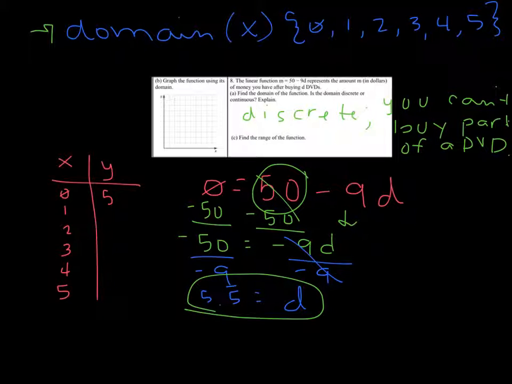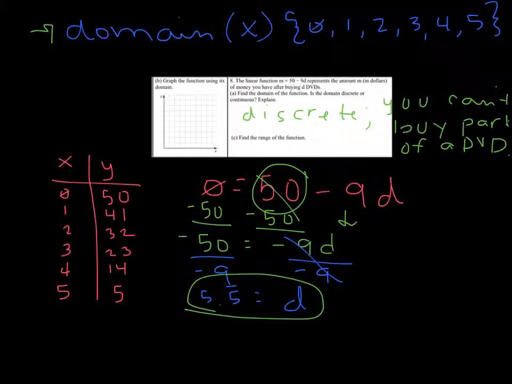So I know that if I don't buy any DVDs, I'll have $50. 1, I would have 41. 2 is 32. 3 is 23. 4 is 14. And 5 is 5. Okay?